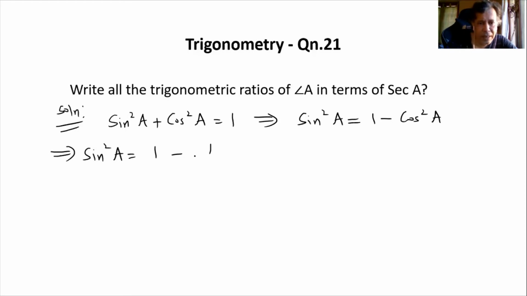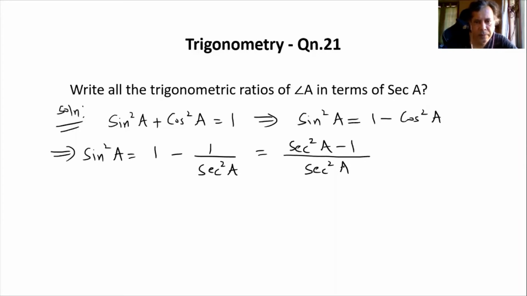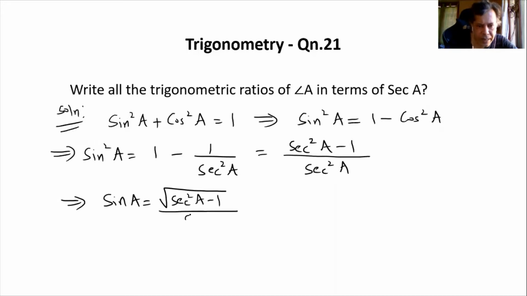So cos square A can be written as 1 by secant square A, because secant A is the inverse of cos A. So I can write cos A as 1 by secant A. Since there is a square, I wrote it as secant square A. Now for this, the LCM is secant square A. So here you will have secant square A minus 1, which means sin A is the square root of secant square A minus 1 divided by, if I take the square root of secant square A, it will be simply secant A. This is the first conversion or first trigonometric ratio.